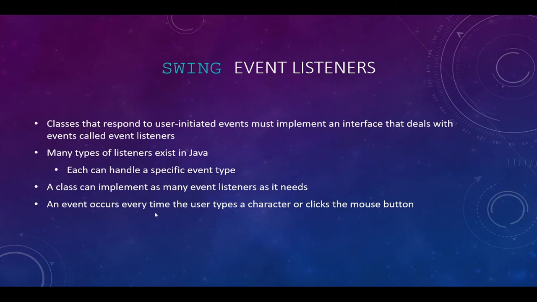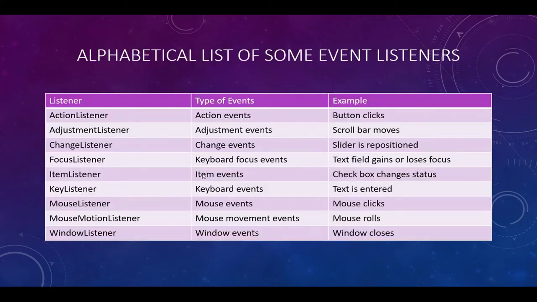An event occurs every time a user types a character or clicks a mouse button. So let's look at a few different types of event listeners. There is something called an action listener, that's for a button click. You can have an adjustment listener, which is for a scroll bar. Change is for a slider. Focus listener is for a text field.